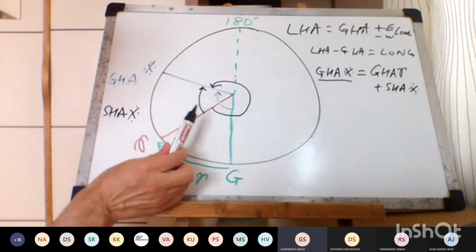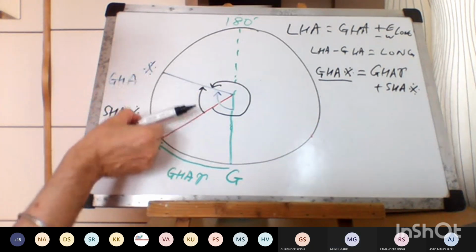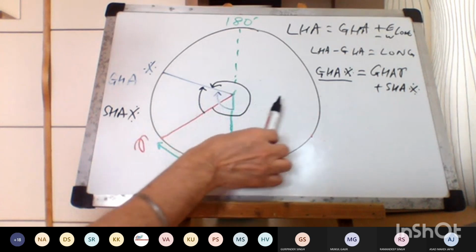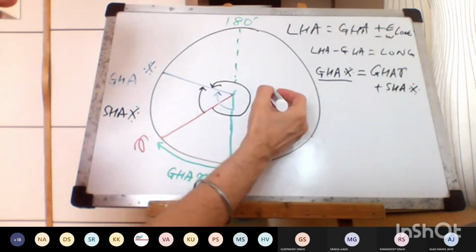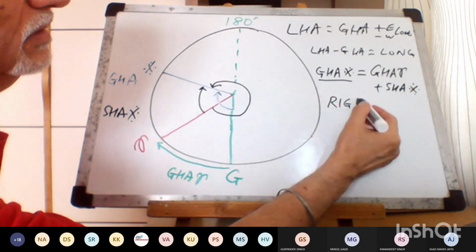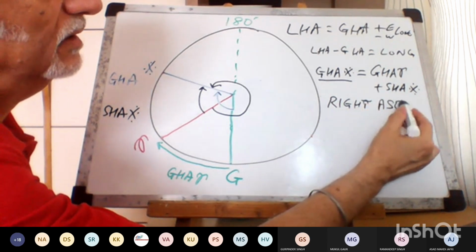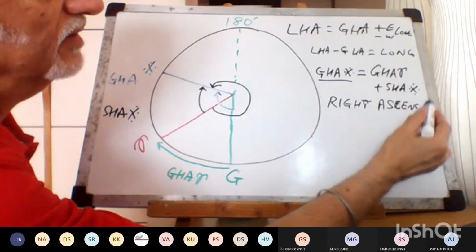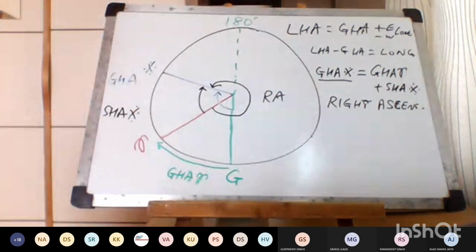Right ascension, sir. It is from Iris. If I go westwards to the star, it is called sidereal hour angle. From Iris, if I go eastwards to the star, then it is called right ascension, generally known as RA.